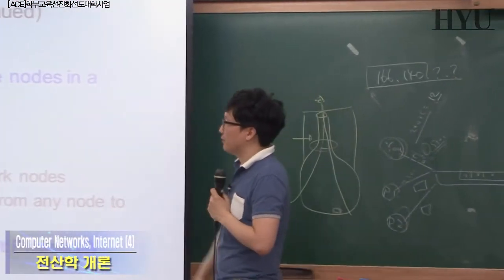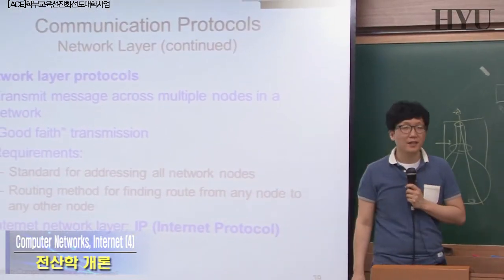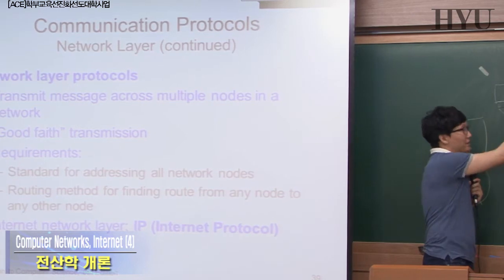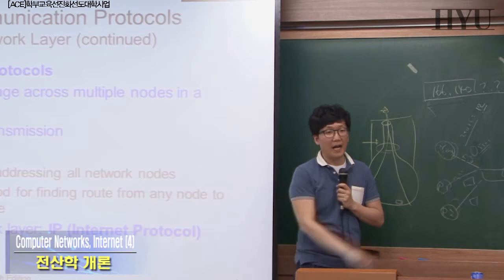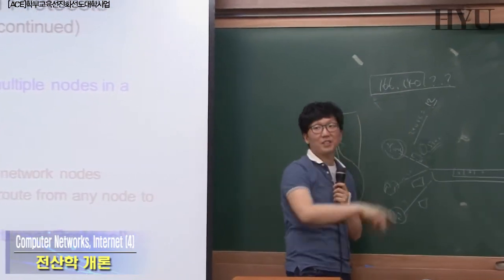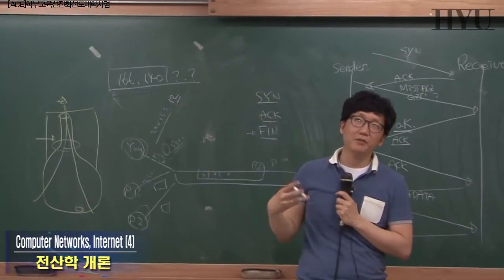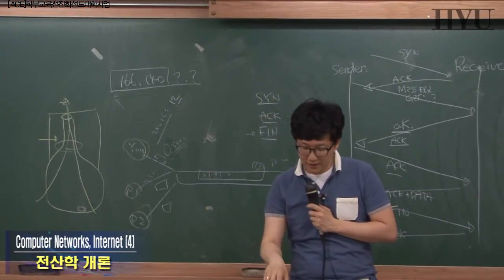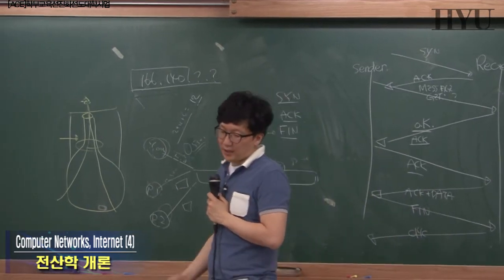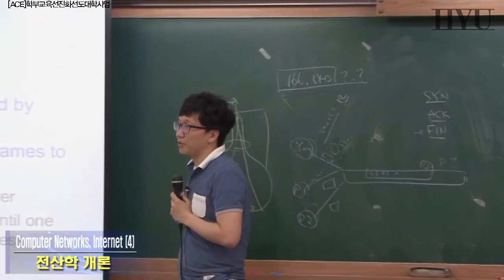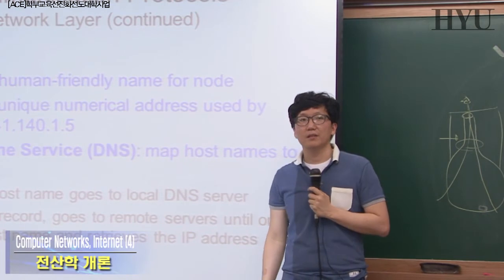That's a convention you can think of. It's a standard for addressing all network nodes. If you try to find someone in the network, they will probably be found based on their IP address. Internet network layer, Internet Protocol, IP. We call it the IP address, right? It's a way of finding people, or nodes, in the network. So it's called an address.